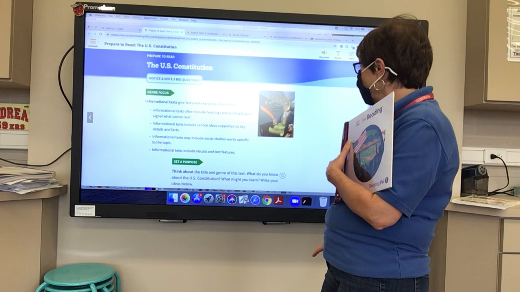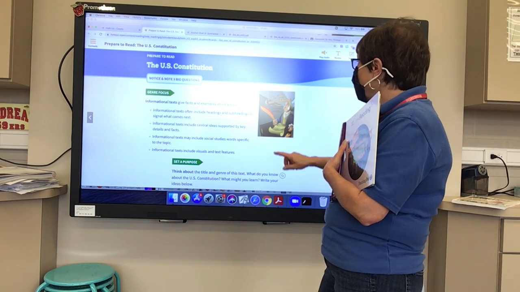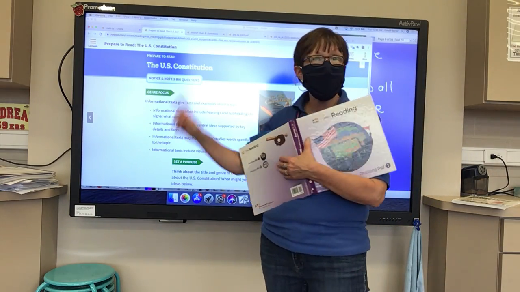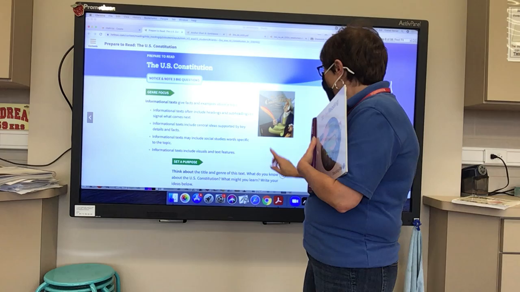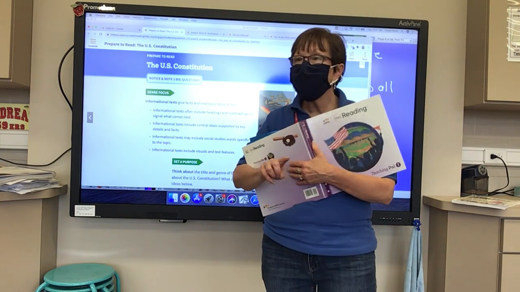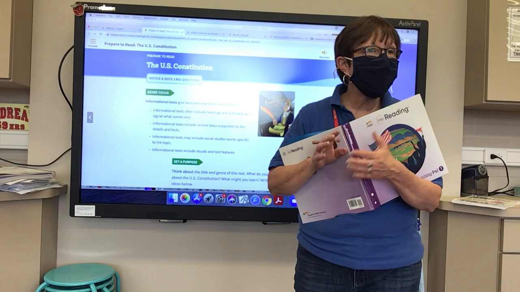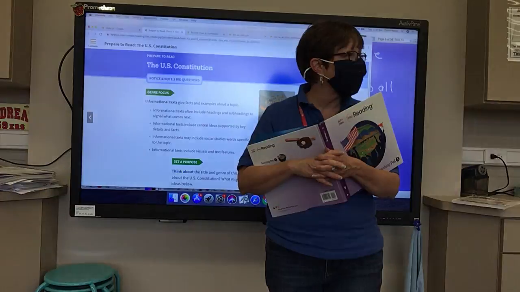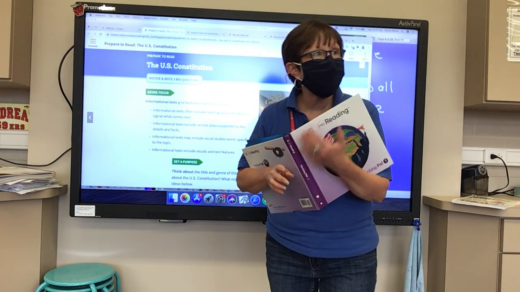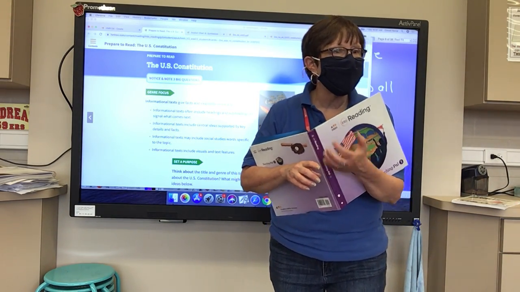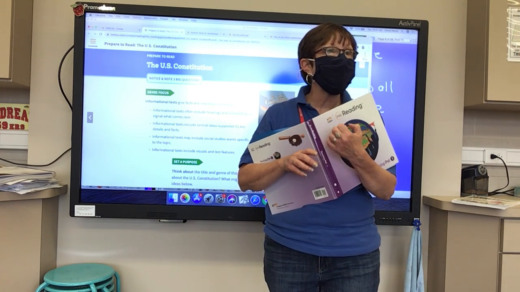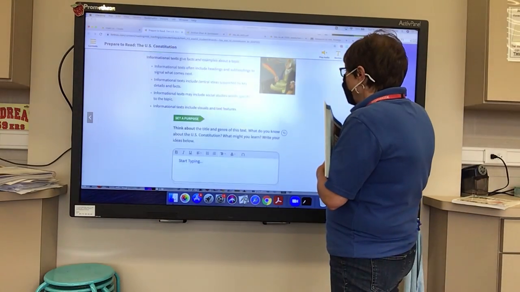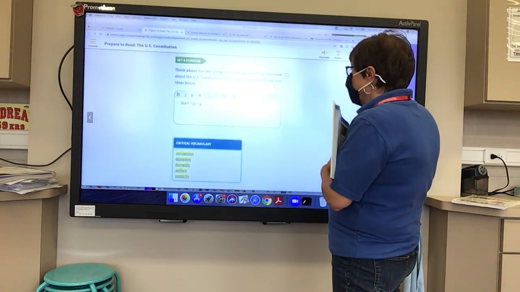So let's set a purpose for reading. Think about the title and genre of this text. What do you know about the U.S. Constitution? Well, we already wrote that down. What might you learn? We already wrote that down. What do we want to know? We already wrote that down. We want to learn several different things about the Constitution. That is our purpose for reading this story, this informational text, to learn different things about the U.S. Constitution. We want to learn more about the Constitution, boys and girls. That is our purpose for reading this story.